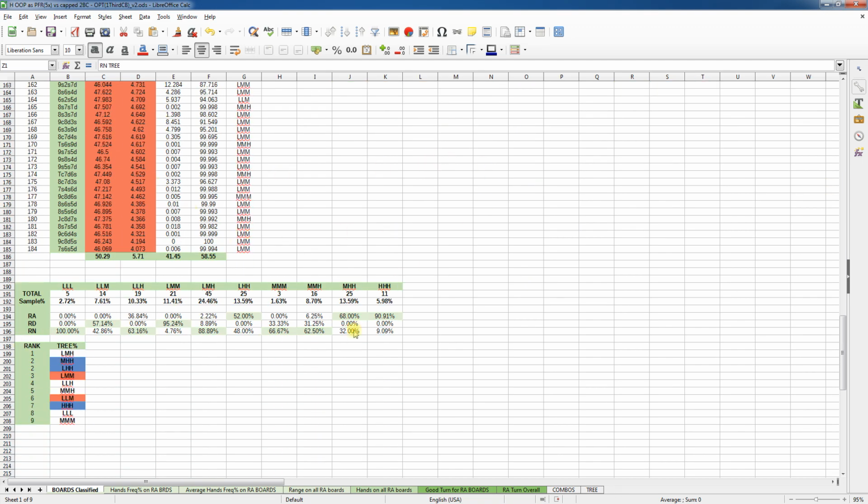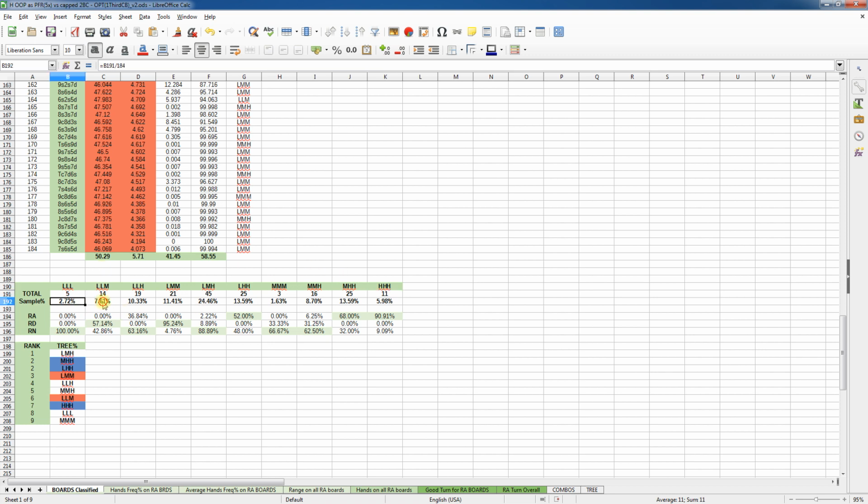First off, from the 184 flops sample, you got 5 boards that are low, low, low, 14 low, low, mid, 19 low, low, high, 21 low, mid, mid, 45 low, mid, high, which is the most common board you'll see. And by the way, the 184 flop sample is supposed to represent the whole game of poker. So in poker, you're going to see more often than not low, mid, high boards. After that, we got 25 low, high, high, 3 mid, mid, mid, which are the least common boards. And then we got 16 mid, mid, high, 25 mid, high, high, and 11 high, high, high.